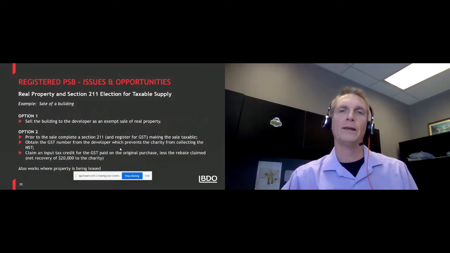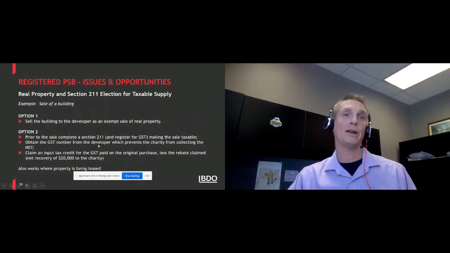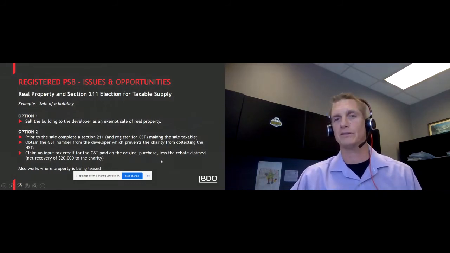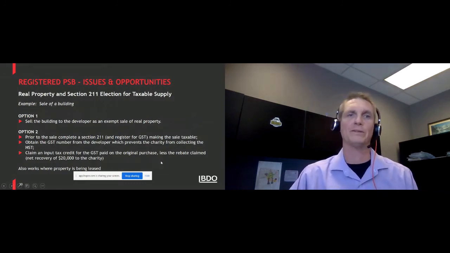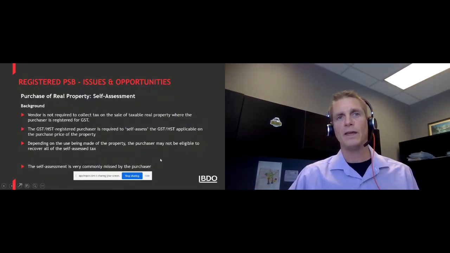But what it does is it allows us to claim that extra $20,000 that we didn't get previously as an input tax credit. We can actually now claim that to recover it. So there's a $20,000 benefit to the charity to making that election. It also works in situations where you're leasing the property too.